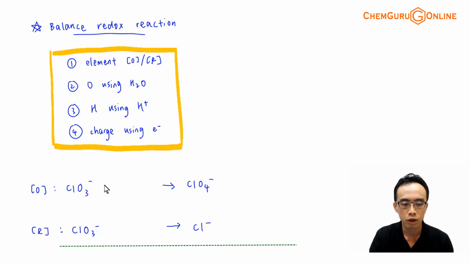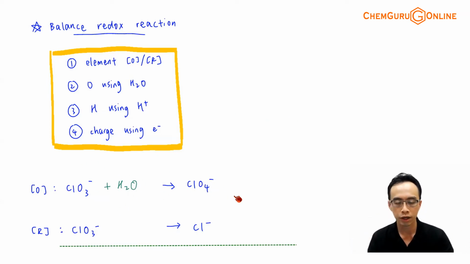So since I need one oxygen on the left hand side, I need to add one water on the left hand side to balance oxygen. So now left hand side I have 4 oxygen, right hand side I also have 4 oxygen. Oxygen is balanced. Next, I have to balance hydrogen using H+. On the left hand side, I will have 2 hydrogen. On the right hand side, there are no hydrogen. So in order for me to balance hydrogen, I will need 2 H+ on the right hand side to keep hydrogen balanced. Now on both sides of the equation, I'll have 2 hydrogen.